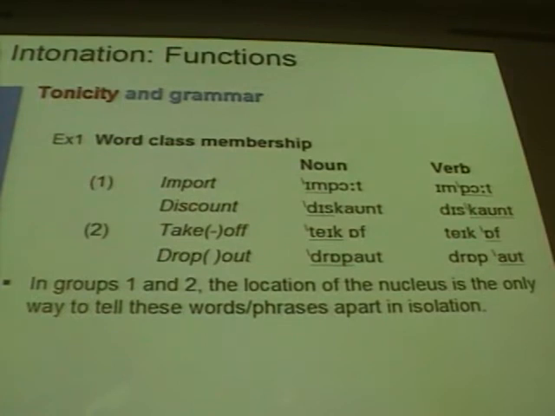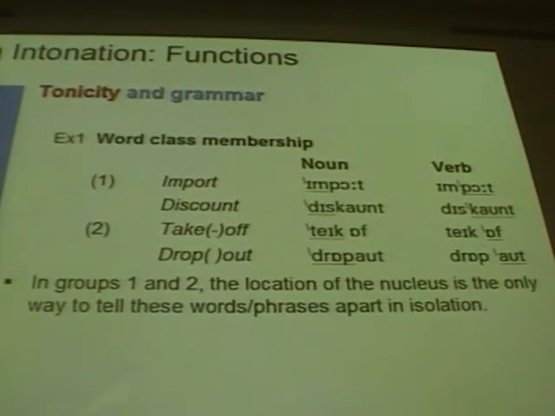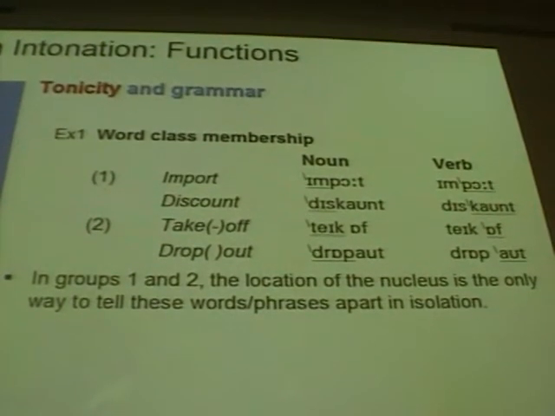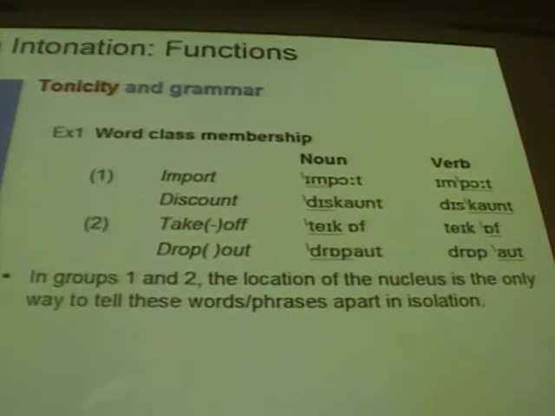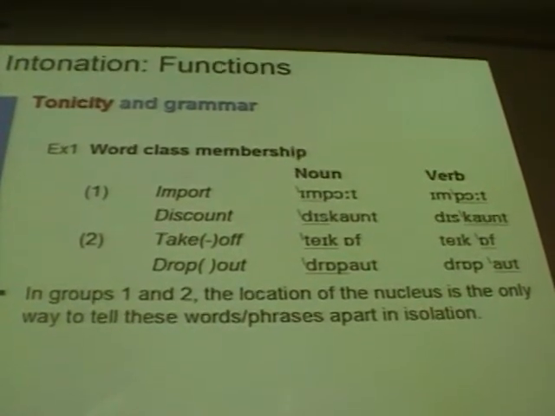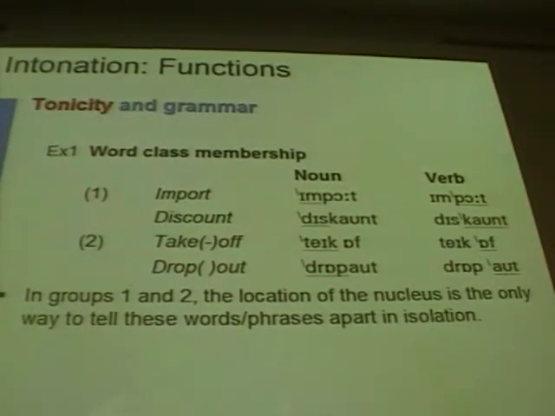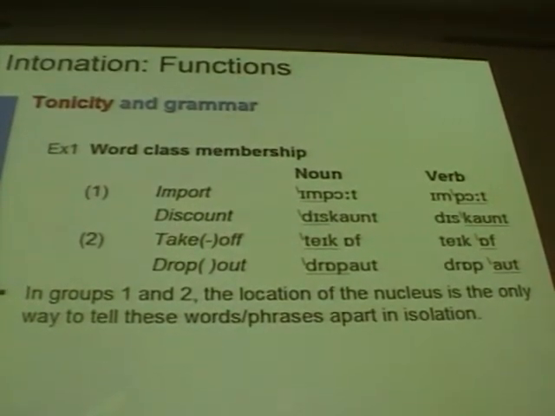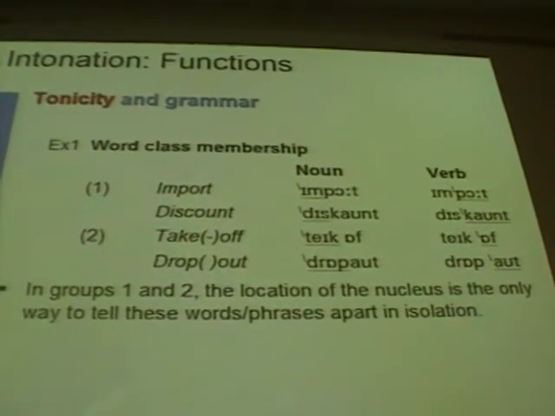Tonicity also interacts with grammar. That was tone. This is tonicity. And you have examples on your handout, starting with example 1, where you can see that word class membership is helped along by the location of the nucleus. Now, I've transcribed these examples. You've got a phonemic transcription of the nouns and the verbs, and you will see that the segments are identical. So in groups 1 and 2, we have nothing except the location of that stress to tell us whether it's import, which is a noun, and import, which is a verb.